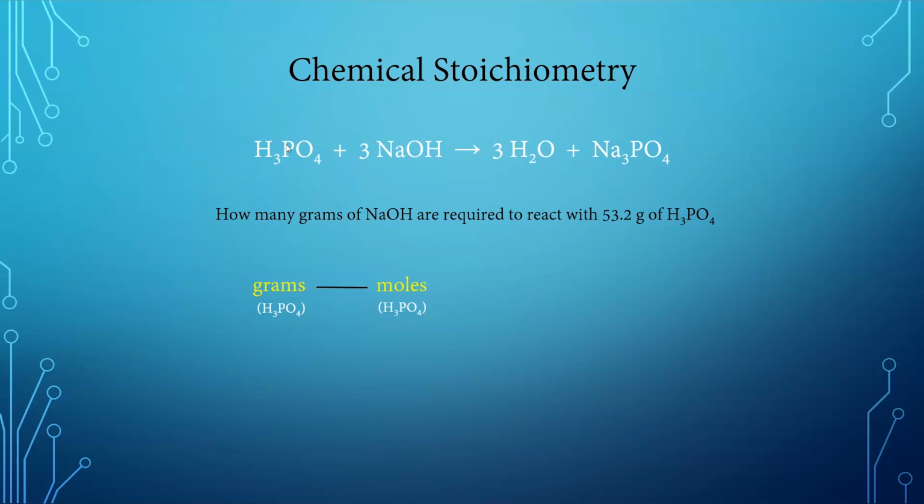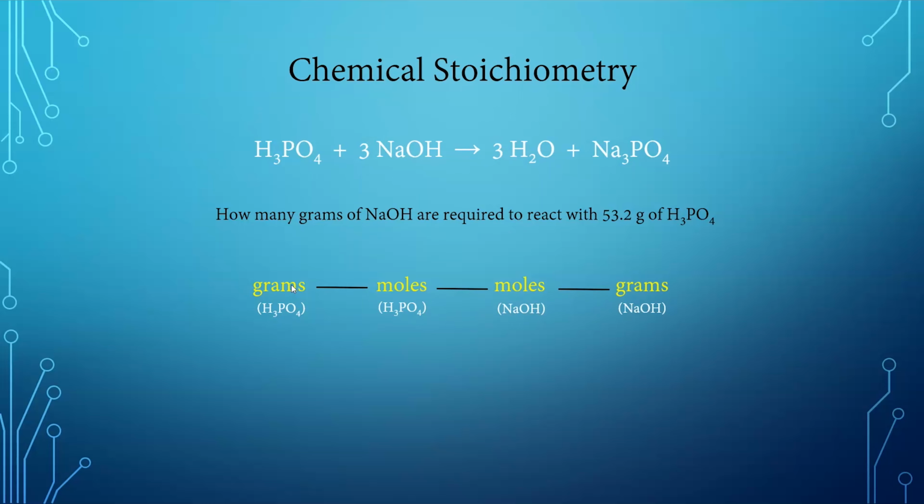Once we get to moles of phosphoric acid, now we can make the jump to moles of sodium hydroxide because we know there's a 3-to-1 ratio between those. And of course, from moles of sodium hydroxide back to grams, that's just another gram to mole conversion that we can use the molar mass of sodium hydroxide to figure out, and now we have our answer.